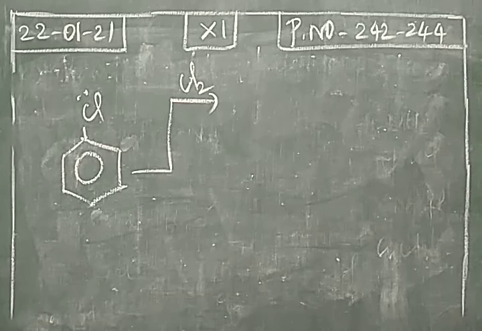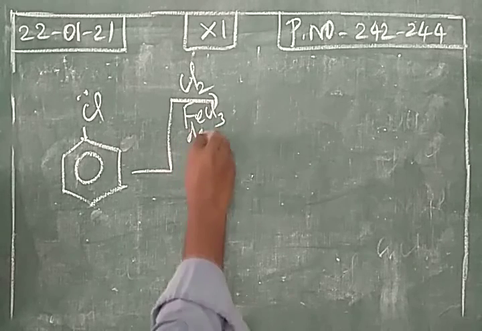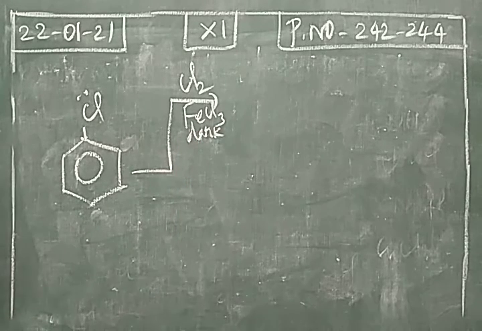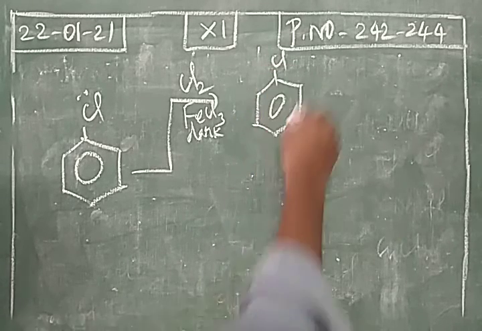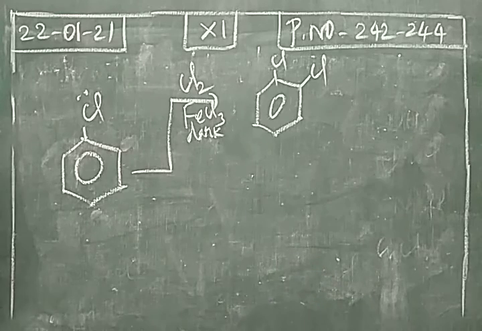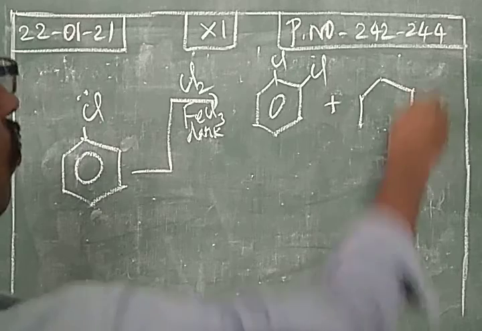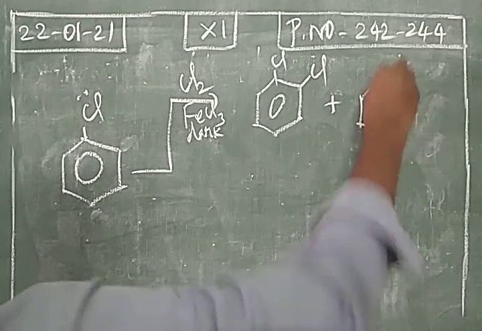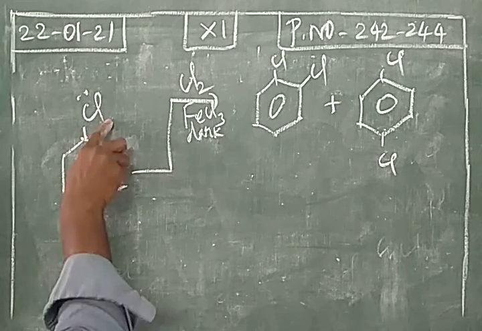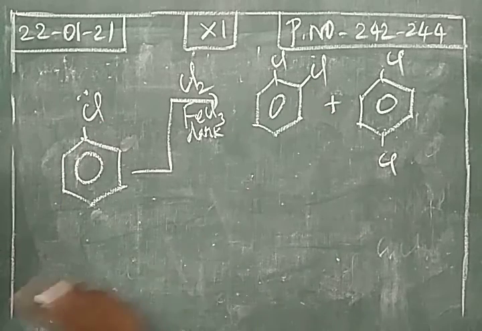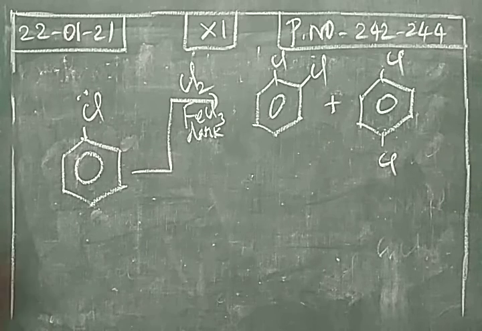So when we do halogenation in the presence of ferric chloride, Lewis acid, in dark condition, one more hydrogen is replaced by halogen. We will get di-substituted product. So incoming electrophile is occupying the ortho position as well as para position. This is ortho dichlorobenzene, this is para dichlorobenzene. The chlorine is directing the electrophile to occupy ortho and para position.